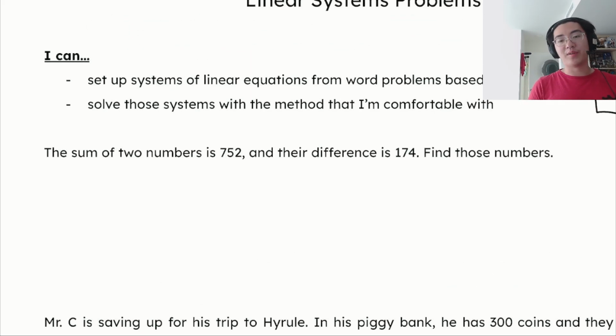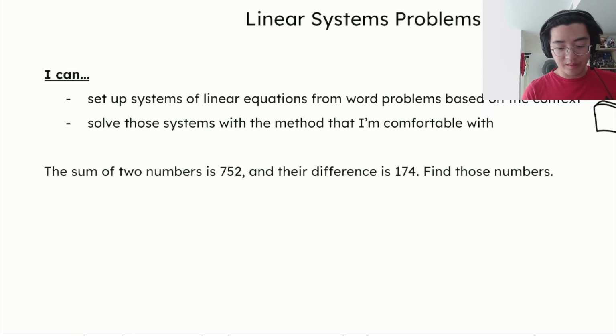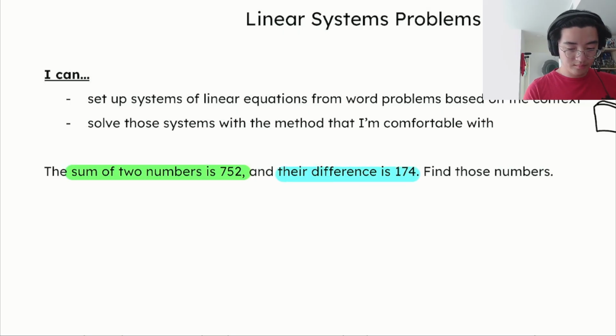The sum of two numbers is 752 and their difference is 174. Okay, so we got two pieces of information here. The first one is that the sum of those two numbers is 752, and the other one is that their difference is 174. And that essentially gives us the two equations we are working with.